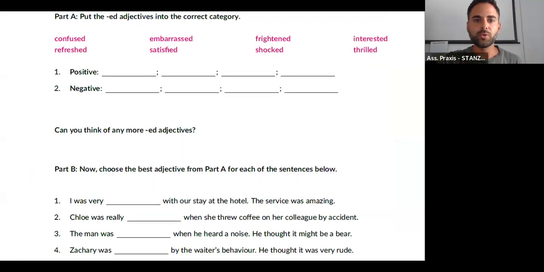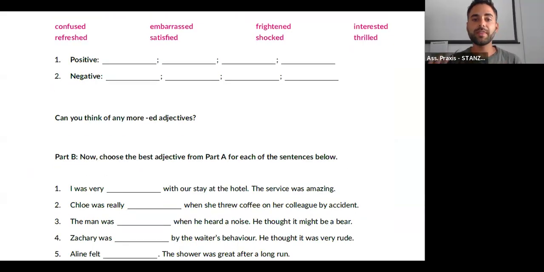First of all, we are going to have a look at these 8 adjectives. They all end in ed, and we're going to divide the adjectives into 2 categories: positive adjectives, so those adjectives that have a positive meaning, and negative adjectives. So let's start with the first one. Confused. What do you think? Is this a positive or negative? Well, it's a negative adjective.